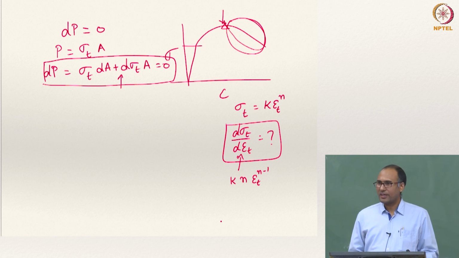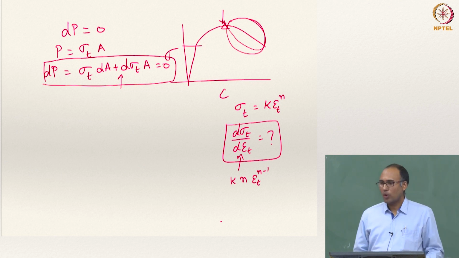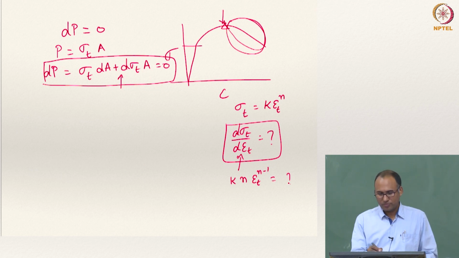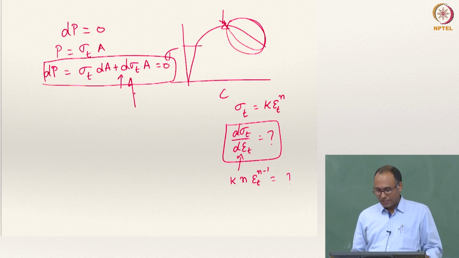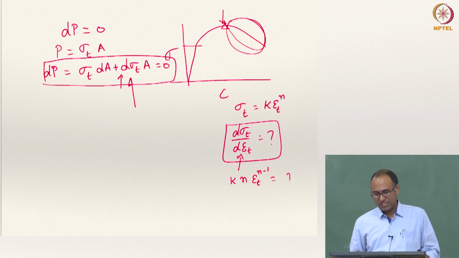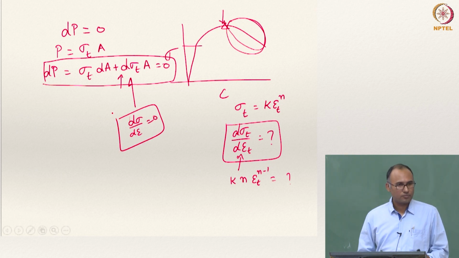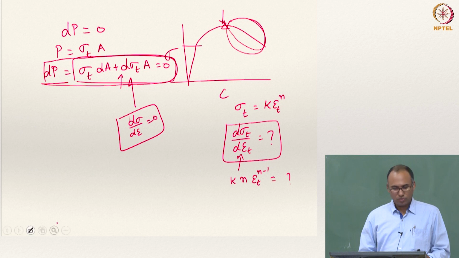But at the onset of necking, what happens to this? This must be equal to something that should come from this. Can you find a relation between sigma T and d sigma? Normally you say that d sigma by d epsilon must be equal to 0 at the onset of necking, right? So similarly d sigma T by d epsilon T is actually equivalent to this case, right? This condition is the same. So now you have a variation in area.